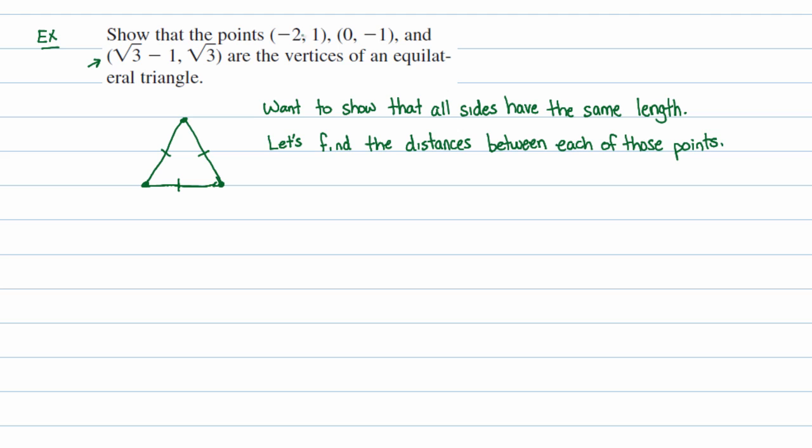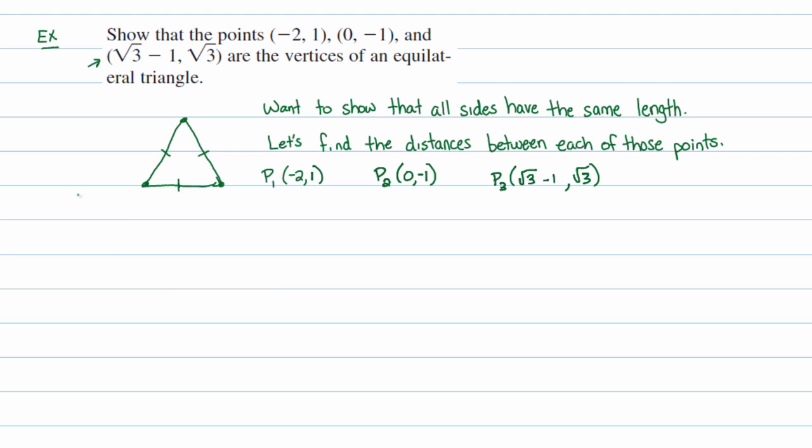So what I'm going to do in this case is label my points to make it a little bit easier. I'll call point 1 (-2, 1). Some people were like, wait a second. I'll label point 2 (0, -1), and point 3 I'll label (√3 - 1, √3). And so let's start finding the distances between these points.